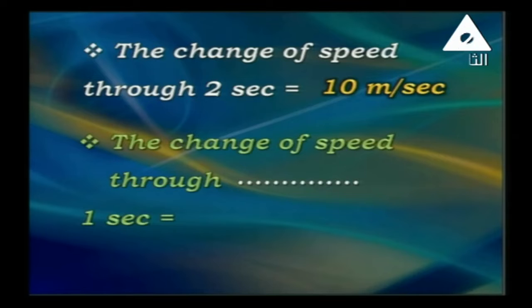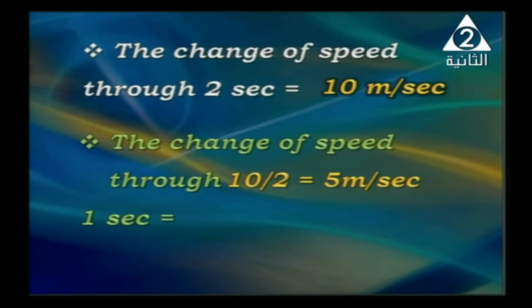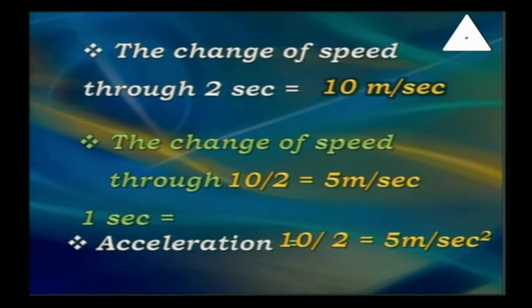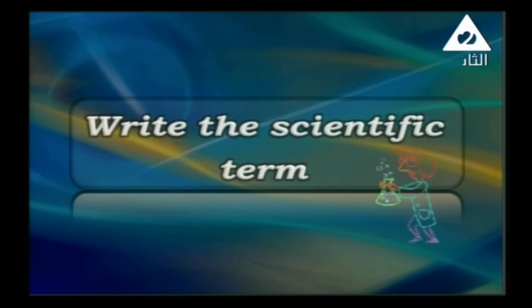And the change of speed through 1 second equals what? 10 divided by 2 equals 5 meters per second. So here the acceleration equals 10 divided by 2 equals 5 meters per second square. Don't forget meter per second square is the measuring unit of acceleration.